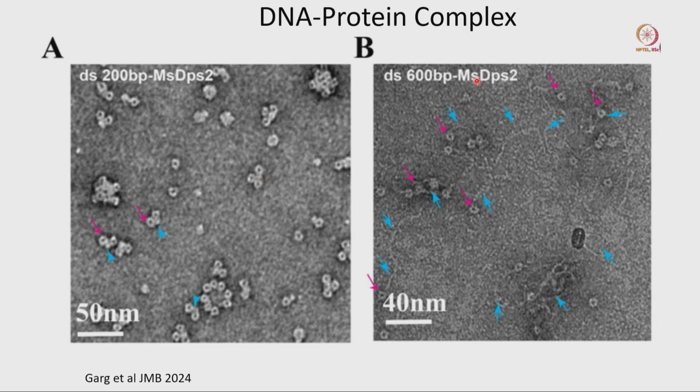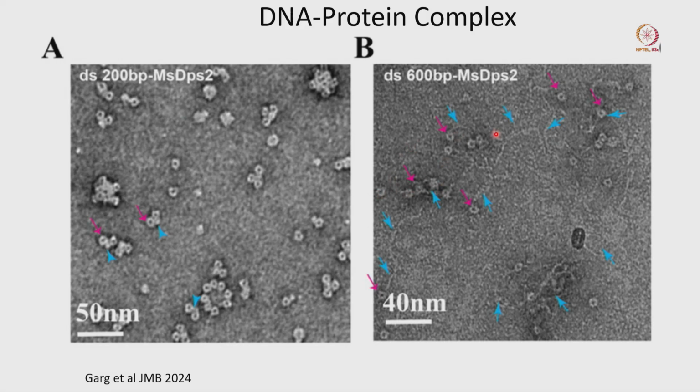The same group used a 600 base pair double-stranded DNA and the same protein, where you can see the DNA strand clearly. This blue line shows the DNA, and this DNA is interacting with this particular protein, called the MSDPS2 protein. Here you can see many DNA strands where the proteins are interacting.